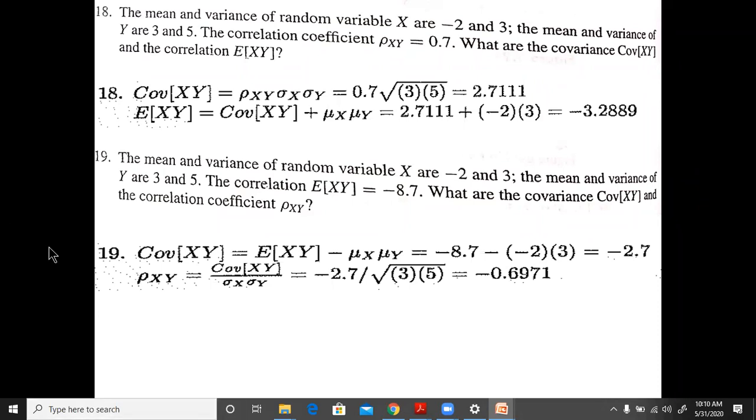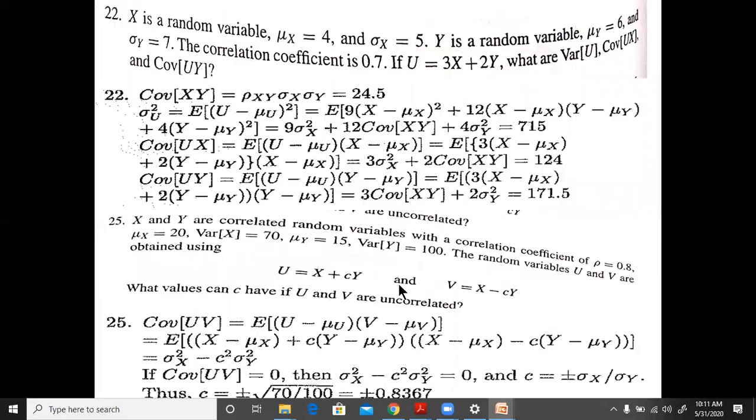The value of the correlation coefficient will be covariance of xy divided by sigma x sigma y. That is, covariance is minus 2.7, which we have found here, and this is root of 3 and this is root of 5, joined together and written as root of 3 and 5, and hence we'll get minus 0.6971.